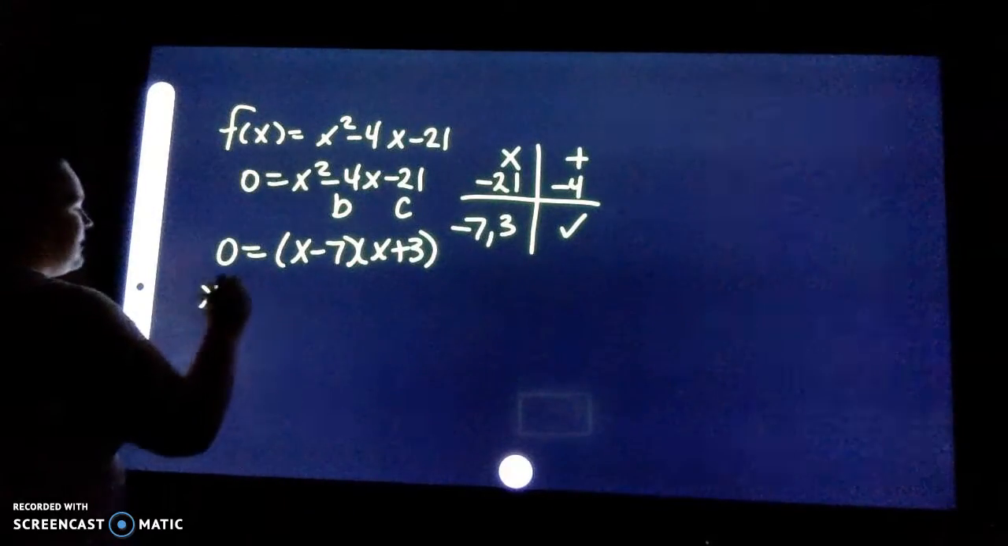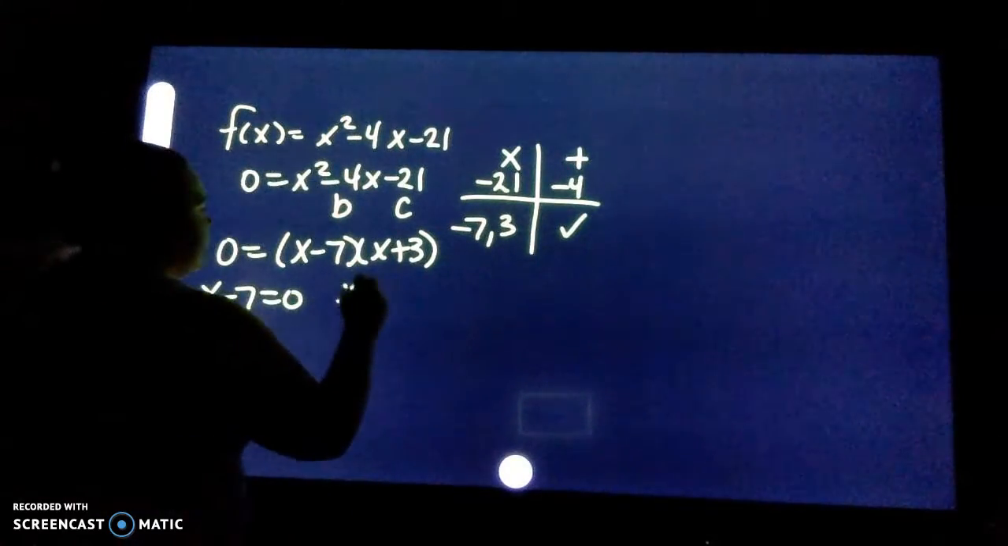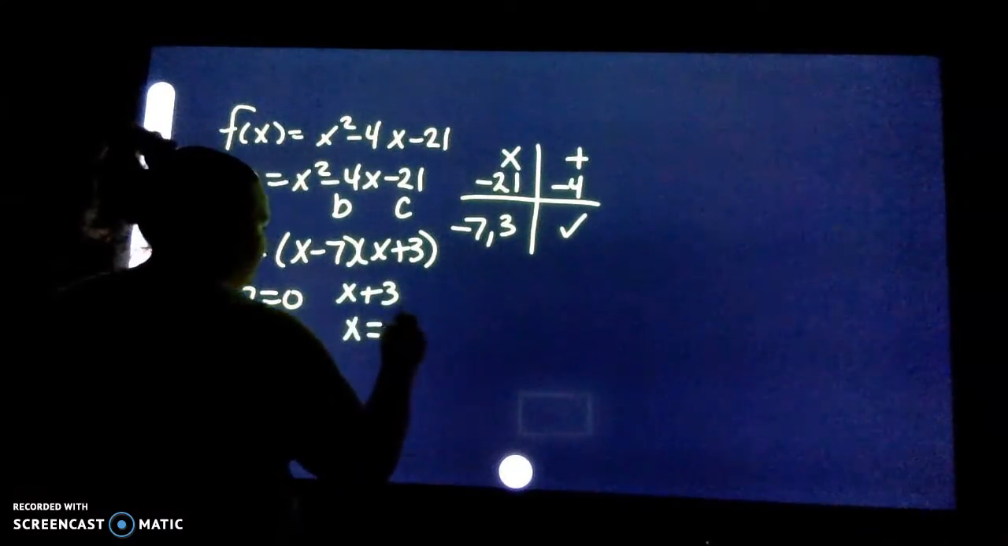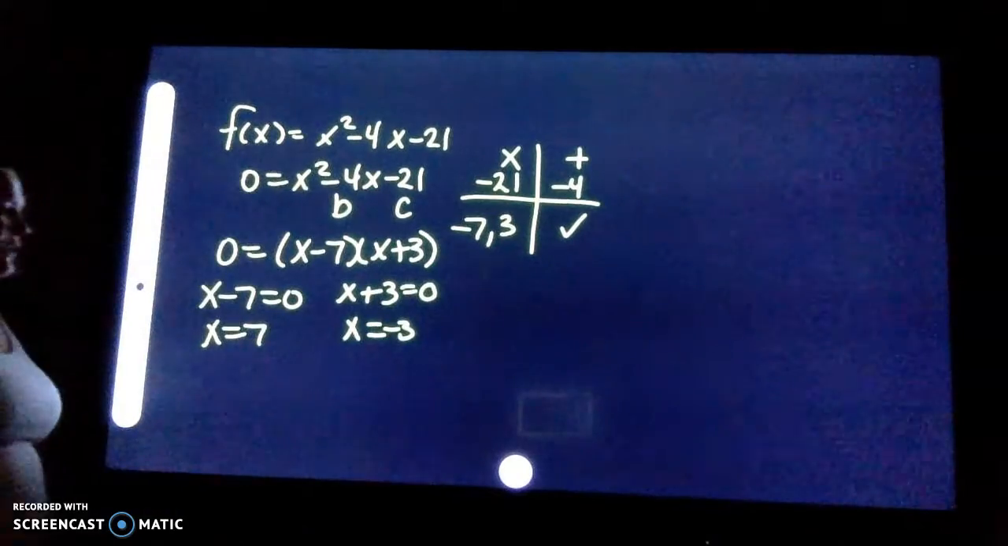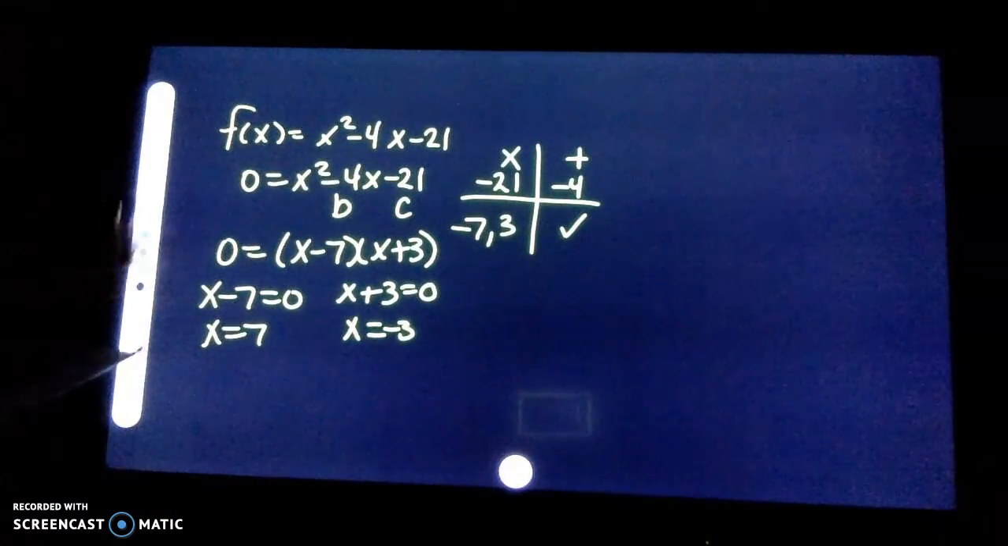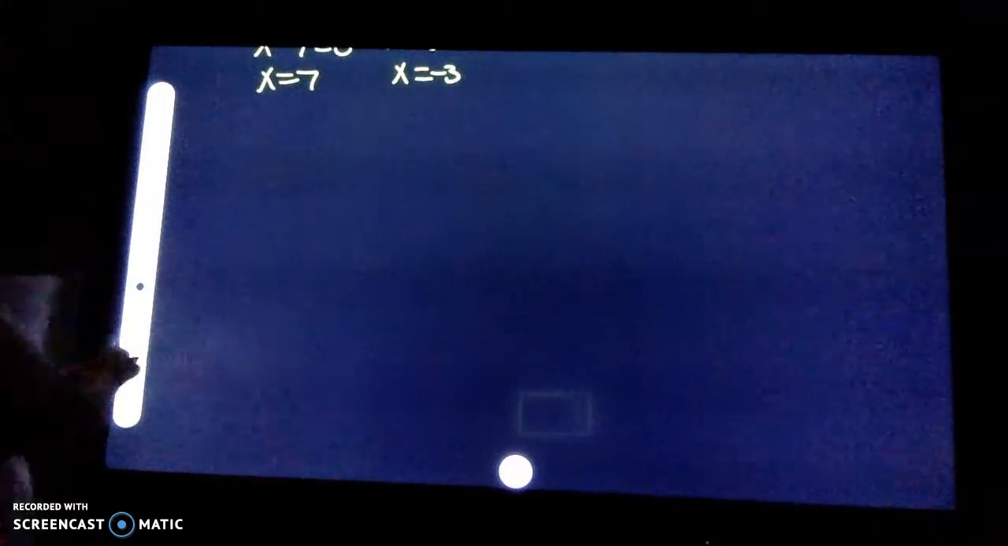Just like before, I'm going to take both of those terms and set them equal to 0. And I'm going to solve for x. So I get that my two solutions are 7 and -3. Let's go ahead and do another one.